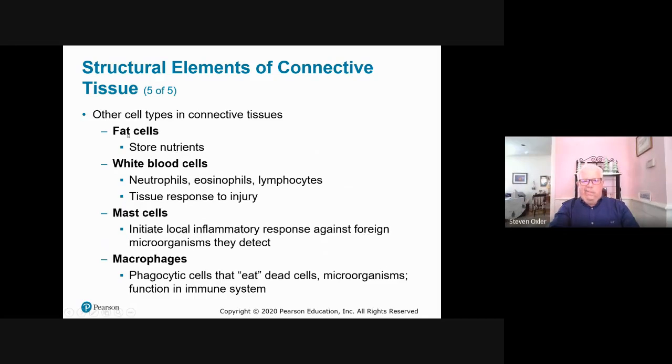Other types of cells: fat cells. The purpose of fat cells is to store nutrients. Also in your blood, which is a connective tissue, you have white blood cells. White blood cells, neutrophils, eosinophils, and lymphocytes, respond to tissue injury. Mast cells are involved in the inflammatory response. Macrophages, big eaters, eat dead cells. They eat organisms. They function in the immune system.